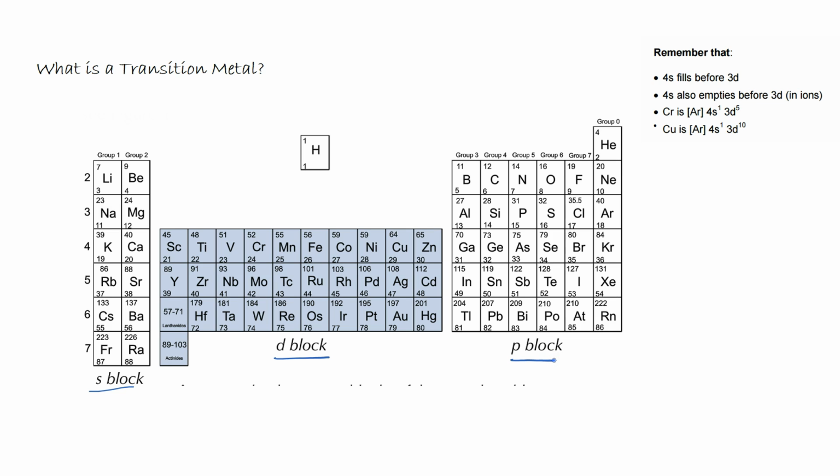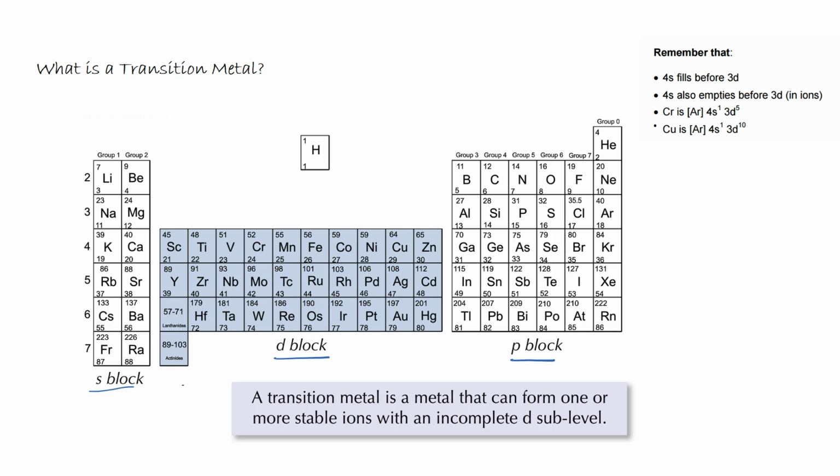However, a transition metal is something a little bit more complex than simply a D block element. We describe a transition metal as a metal that can form one or more stable ions with an incomplete D sublevel. So that's really important when we come to talk about which of our elements are D block.